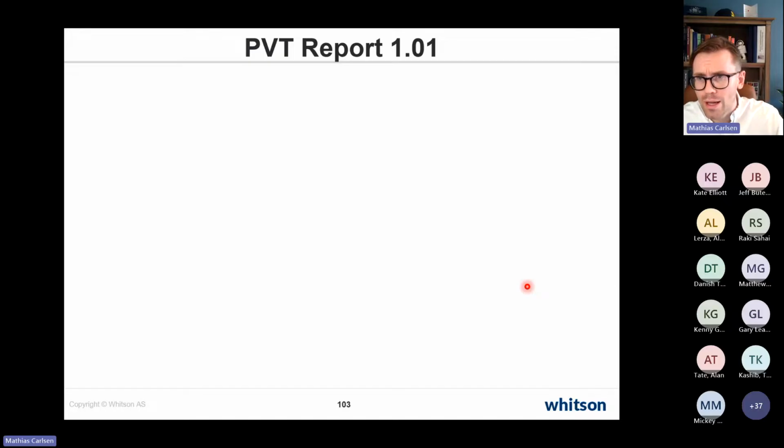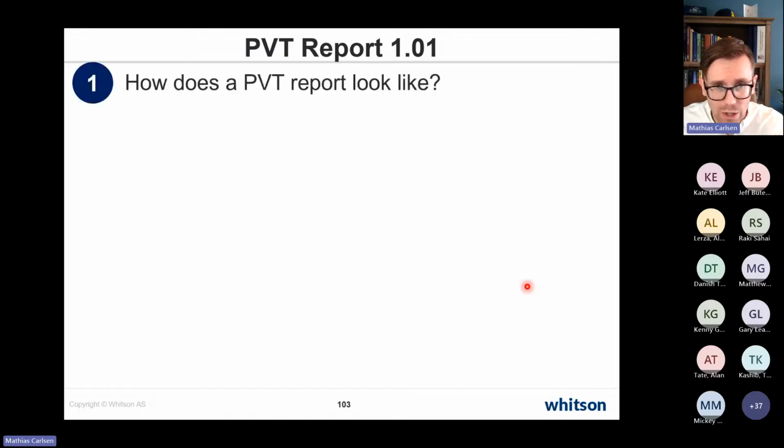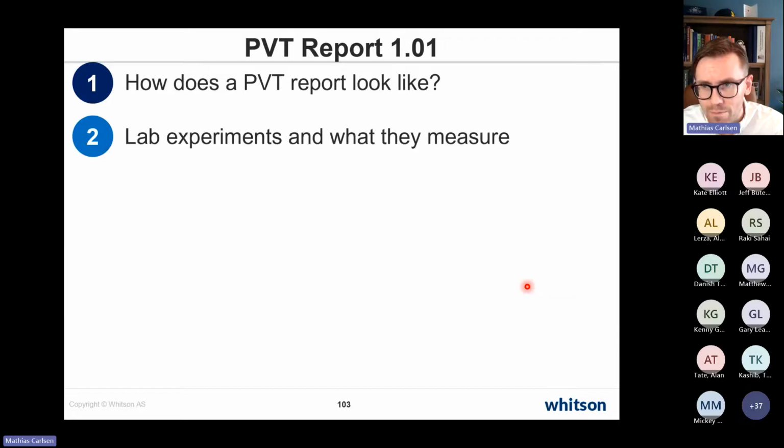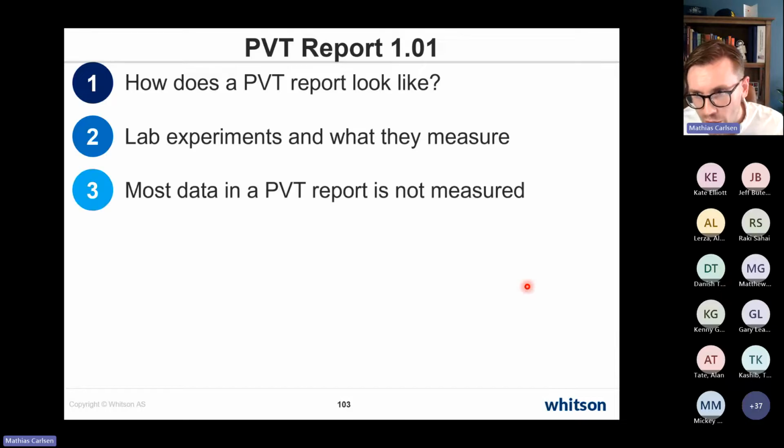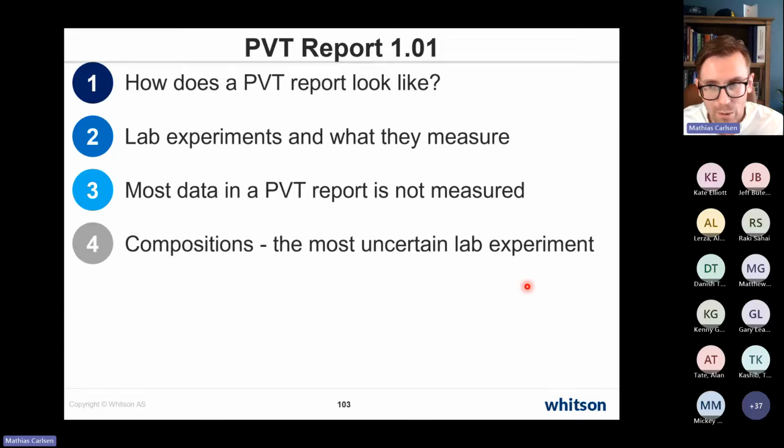So we're going to go through what a PVT report actually looks like. That's one thing we're going to do. We're going to try to understand what typical lab experiments we are dealing with, and what they measure. And then we're going to emphasize that most of the data in the PVT report is not measured. We're going to talk about compositions, which is one of the most uncertain lab experiments.